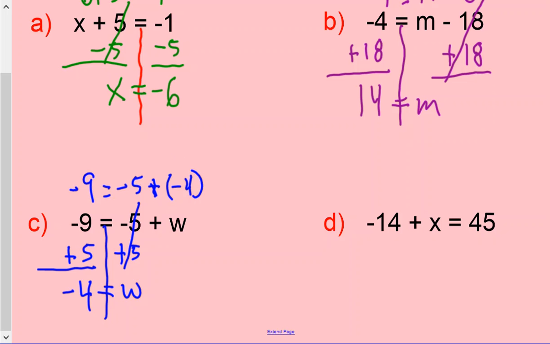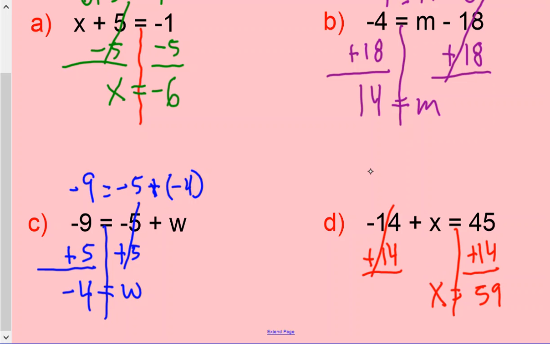Alright, d, negative 14 plus x equals 45. So we have a negative 14. In order for us to get the variable by itself, we have to do the inverse operation. So that's going to be plus 14. Negative 14 plus 14 cancels out. And 45 plus 14 will be 59. 59 is equal to x.